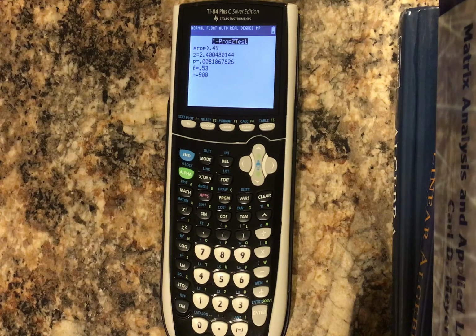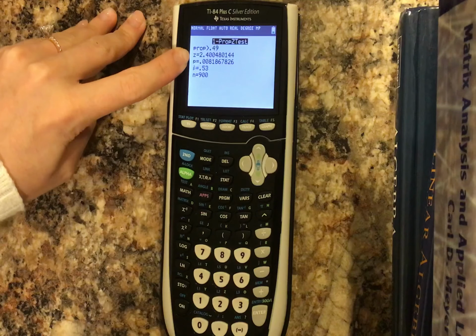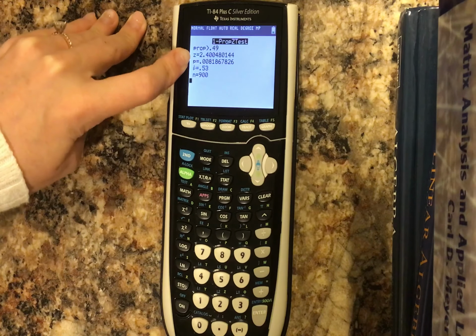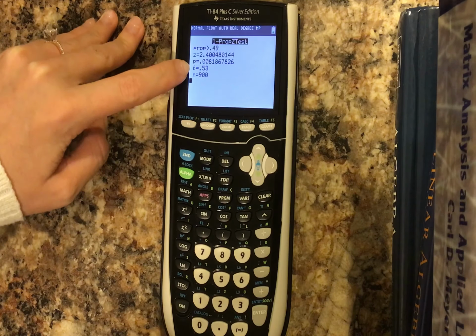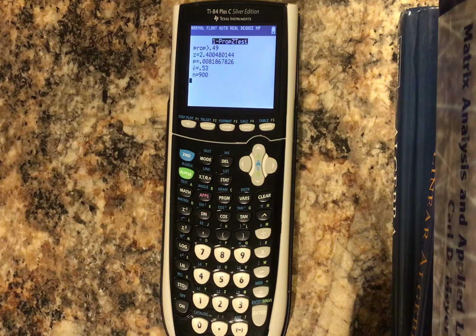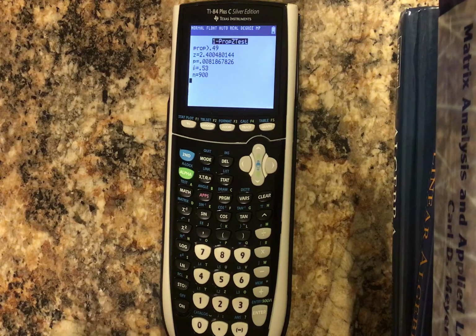So the main thing to note from here is Z is your test statistic, the 2.40, which we found before, and then P is what we compare to alpha. If it's less than alpha, we reject our null hypothesis. If it's greater than alpha, we fail to reject our null hypothesis. So in this case, we are going to reject.